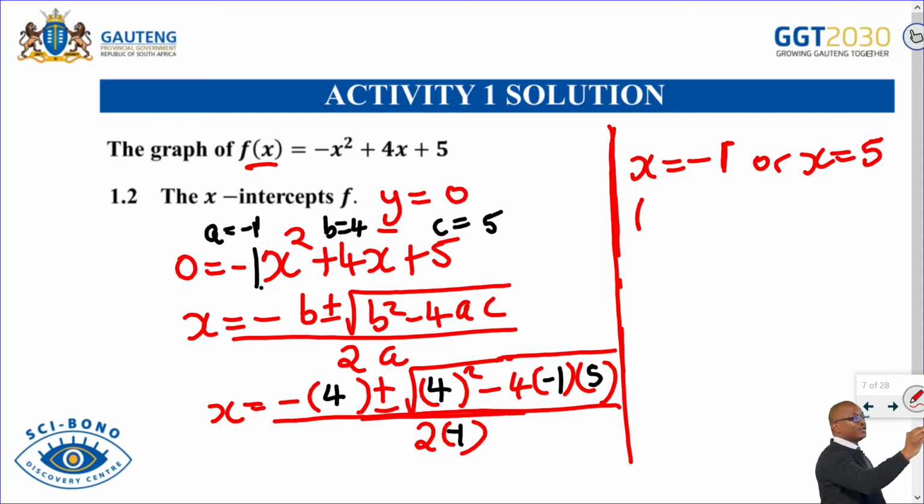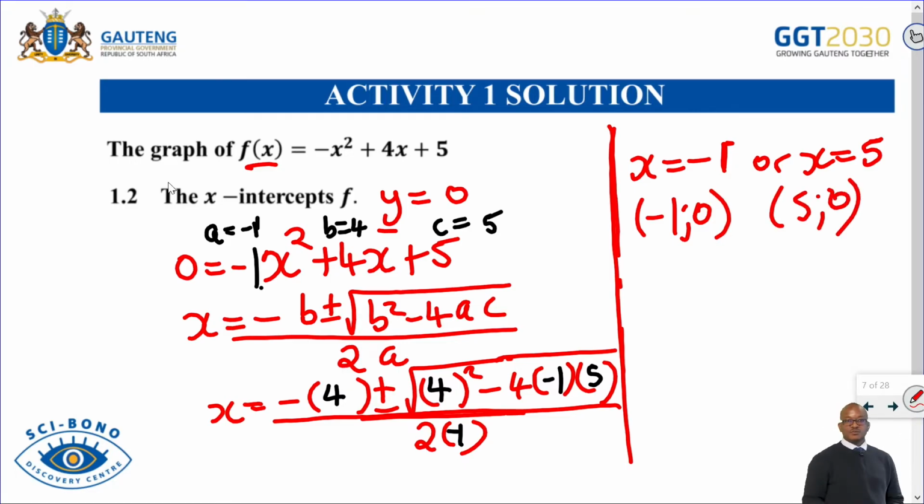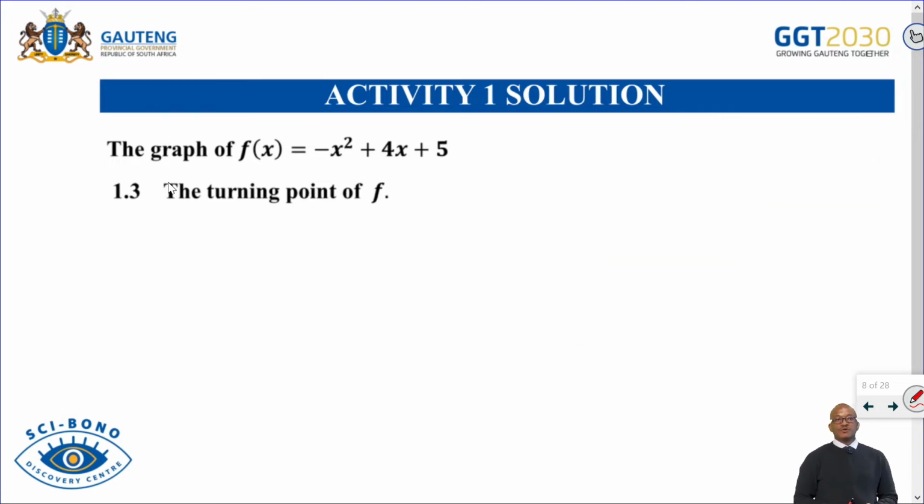So your coordinates are going to be (-1, 0) and (5, 0). Remember, we said y is 0. Correct. So that's how you determine your x-intercept. Okay? So now we have to calculate the turning point.